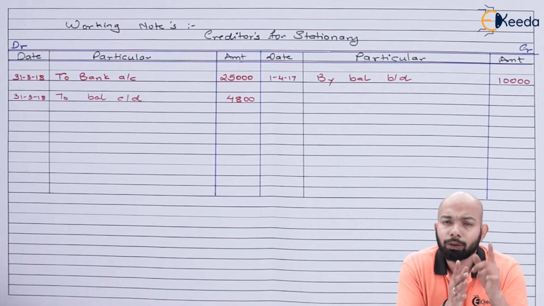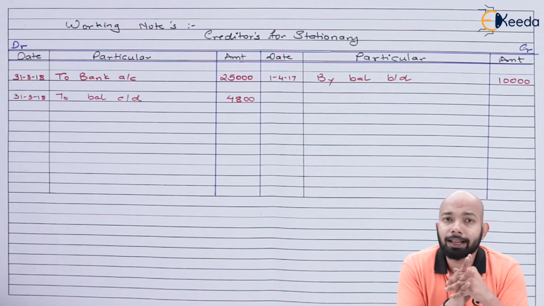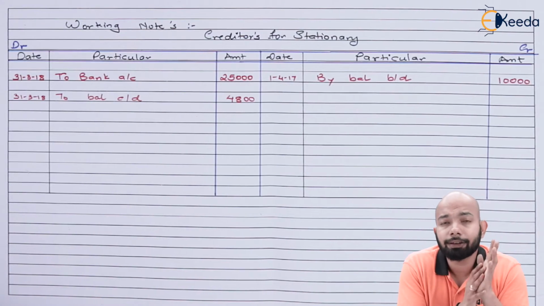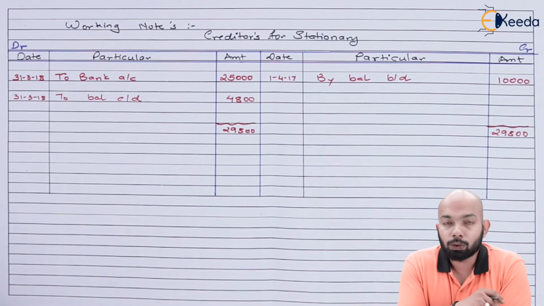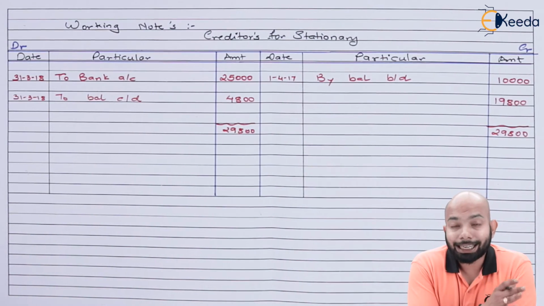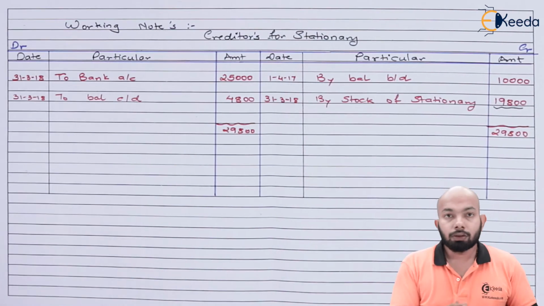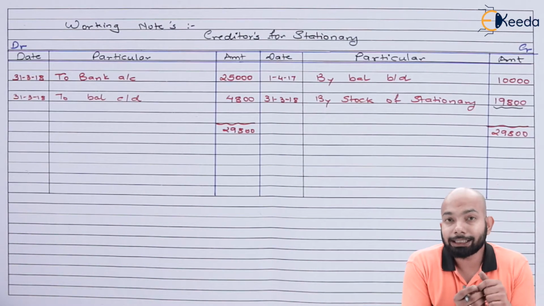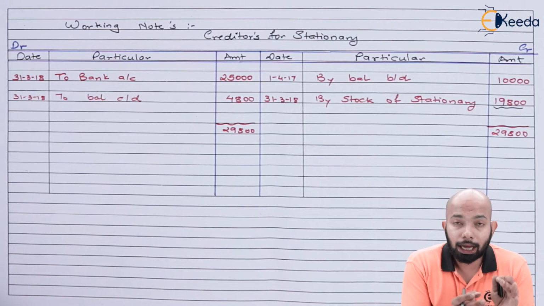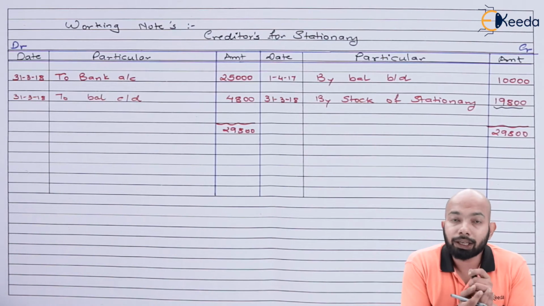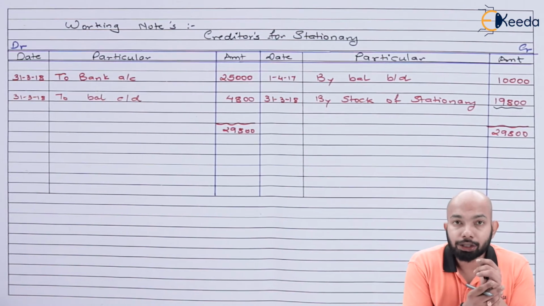So that is another working. We'll do that later on, but let's figure out what the balancing figure is. That will be the stock of stationery that we have. The total comes to 29,800, out of which the credit balance will be subtracted. So the balance 19,800 is the closing stock, or rather the stock that we have here. So by stock of stationery we have 19,800 as mentioned. Now we'll further use this amount for the next calculations.